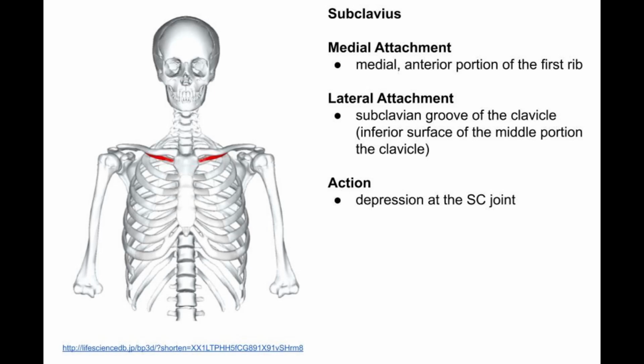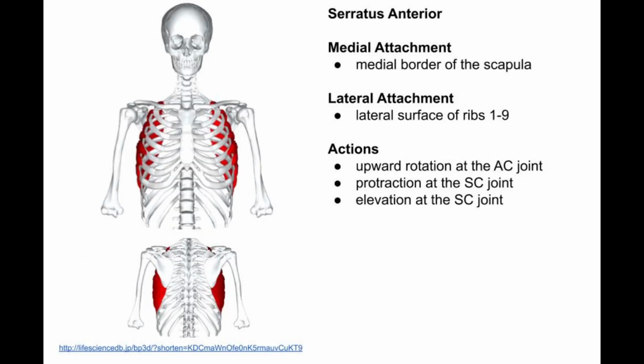It has one primary action, which is depression of the clavicle at the SC joint. You can see the line of pull is medially on the clavicle, which will drive the clavicle into the manubrium. So it might also play an important role in stability of the clavicle at the SC joint.